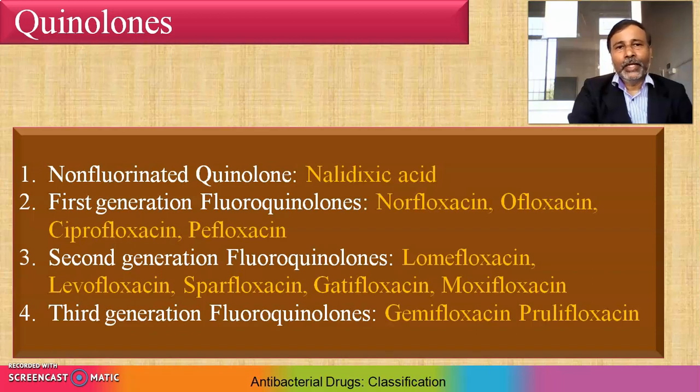They are categorized. In first generation, there are norfloxacin, ofloxacin, ciprofloxacin, and pefloxacin. In second generation, levofloxacin, lomefloxacin, sparfloxacin, gatifloxacin, and moxifloxacin. And in third generation, that is gemifloxacin and prulifloxacin. So this is about the classification regarding quinolones.